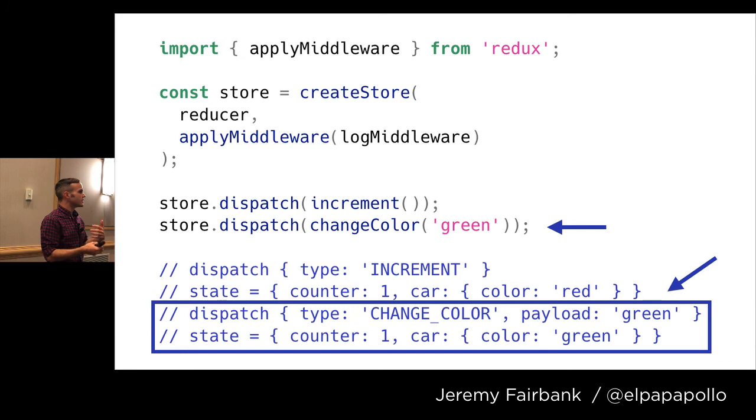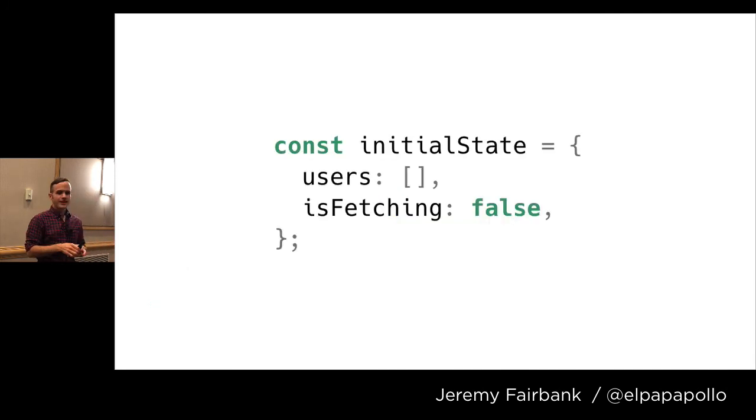But now let's really take this middleware concept. That's just kind of an introduction to help you understand what middleware are, how they work, and let's really use it for something more practical like doing API calls. So let's say we have some state like this for an application. We have an array of users, and we have this isFetching flag. We just want to fetch some users from an API.